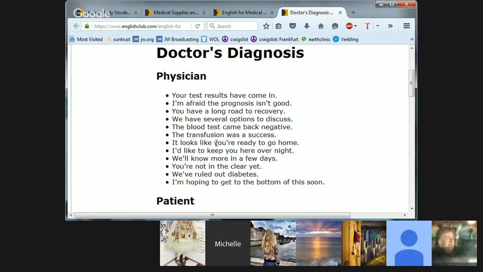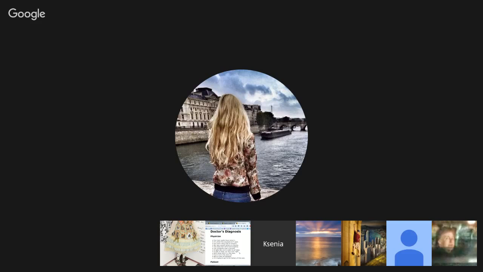It looks like you're ready to go home. I'd like to keep you here overnight. We'll know more in a few days. You are not in the clear yet. We've ruled out diabetes. I'm hoping to get to the bottom of this soon.